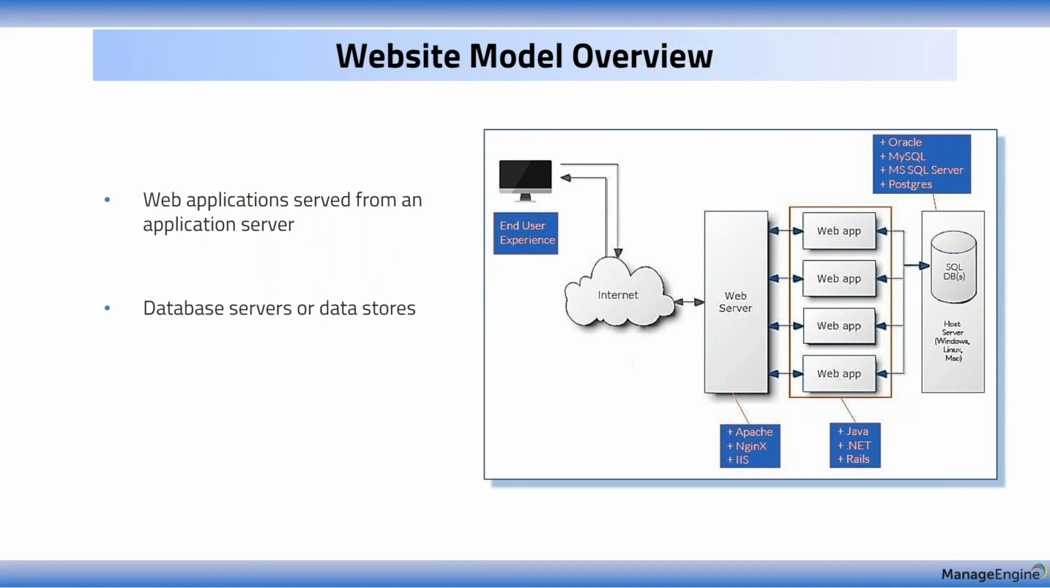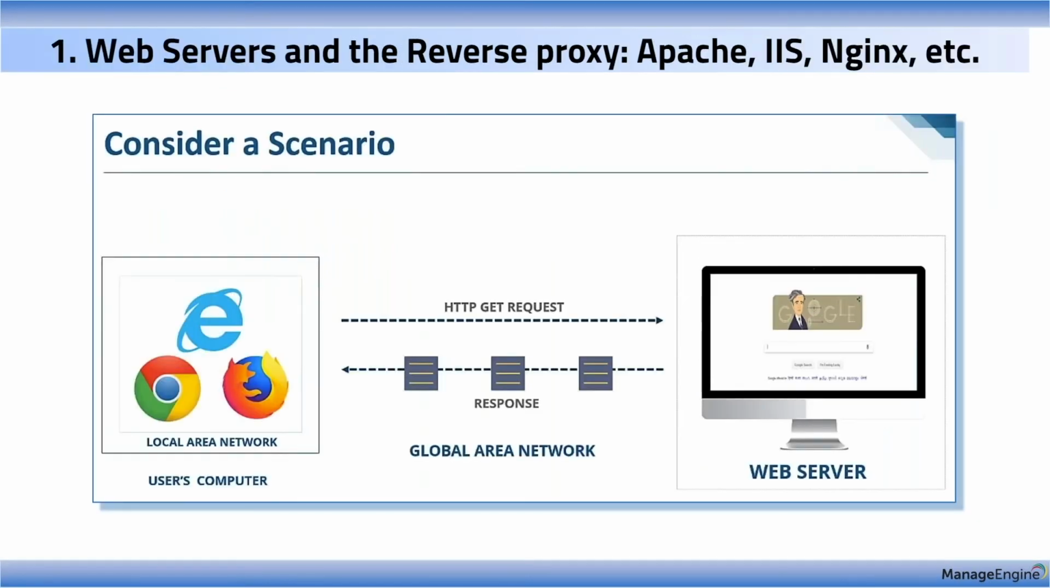Let's take a typical scenario right here. Assume that a user wanted to access google.com, and we use the web client, which could be any browser. In the web browser, you just type google.com and this web browser initiates a GET request to the web server, and this GET request travels across the global area network, and the web server responds back to the user with the content requested by the end user.